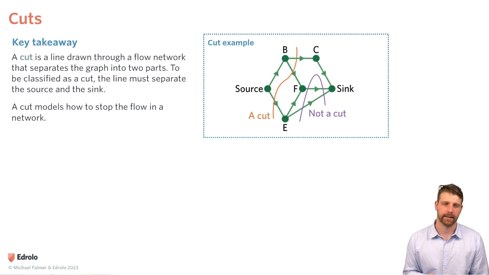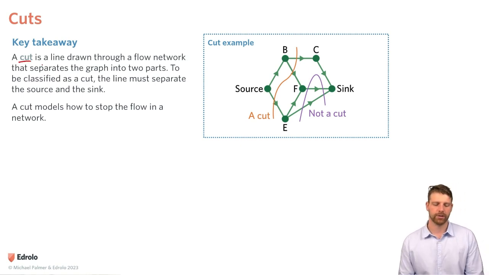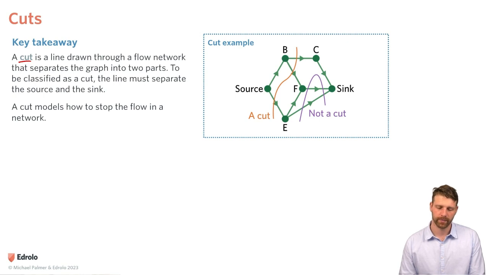So our key takeaway says a cut is a line drawn through a flow network that separates the graph into two parts. Not only this, to be classified as a cut, this line must separate the source and the sink completely. A cut models how to stop the flow in a network. So here I've got two lines, one is a cut and one isn't.